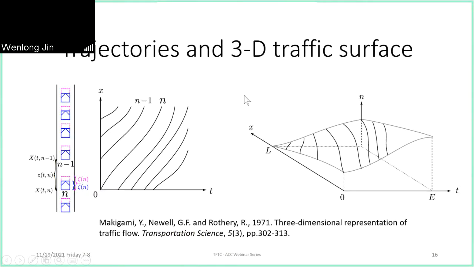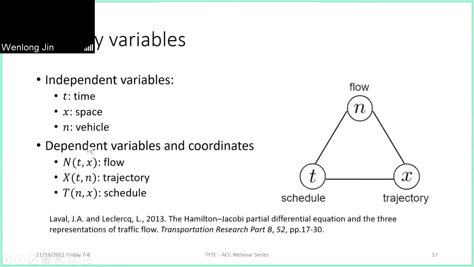Traffic dynamics can be described by a bunch of trajectories on the road, and also by a 3D surface, which was first constructed in this article. Later, Laval and Leclercq showed that there is a really nice trinity in traffic flow in terms of flow, schedule, and trajectory. Among these three variables, if we choose one as the dependent variable, the other two serve as coordinates. These three variables represent flow, trajectory, and schedule, and they have their applications in different areas of traffic flow and transportation.